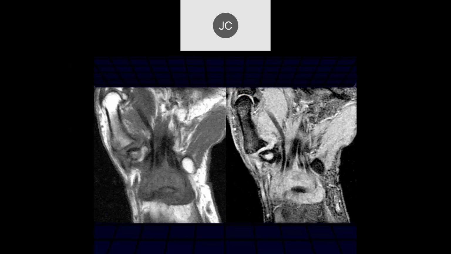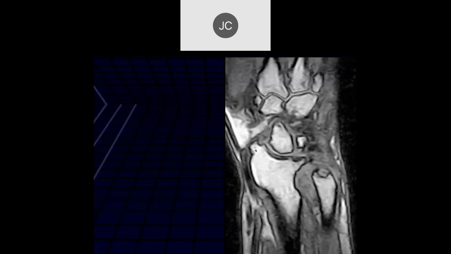Okay, and then here again we can see flexor tendons, marked synovial thickening throughout the flexor tendon sheaths. Maybe some osteitis at the first metacarpal over here. Okay, Tayson, what do you think of this case? Another patient with known rheumatoid arthritis.